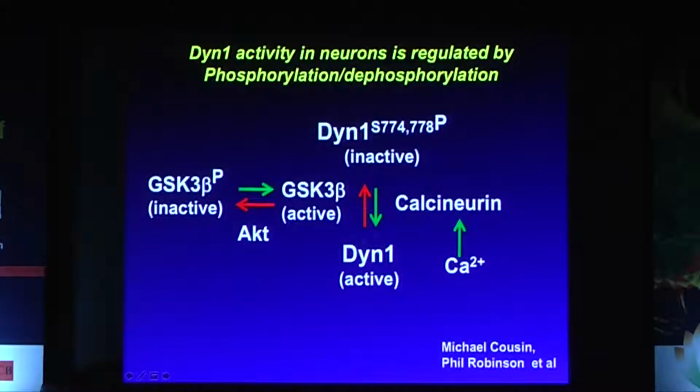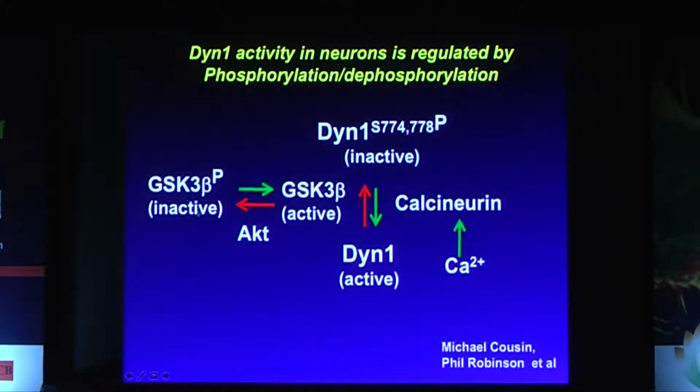We know a lot about how dynamin-1 is activated at the synapse in response to an action potential for synaptic vesicle recycling. It turns out that in the resting synapse, dynamin-1 is maintained in a phosphorylated inactive state by a constitutively active kinase, GSK3 beta. Upon activation of the synapse, calcium rushes in, activates this calcium-dependent phosphatase calcineurin, which dephosphorylates dynamin-1 to activate it.